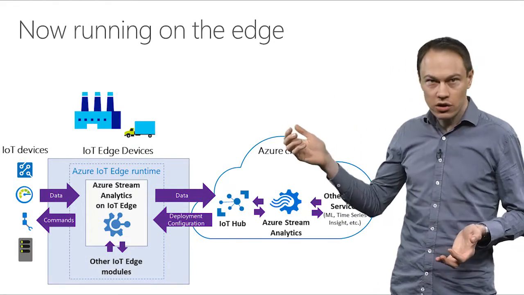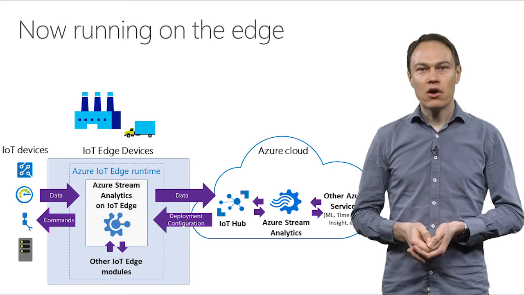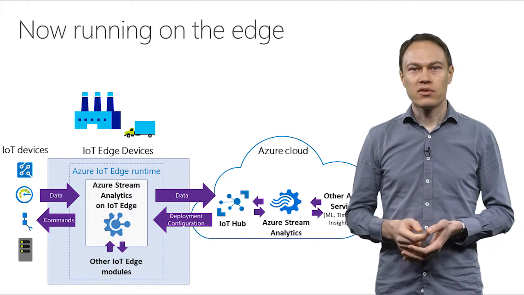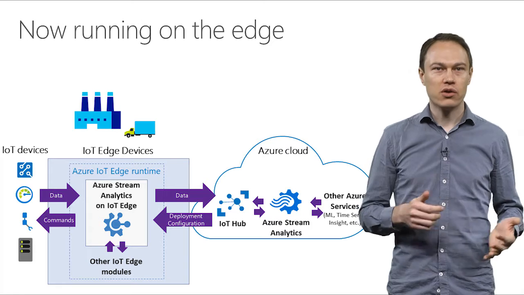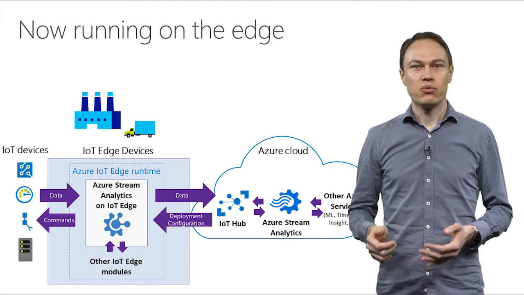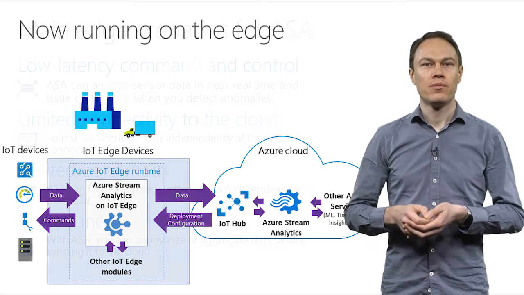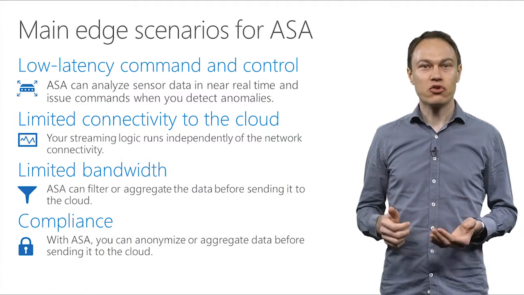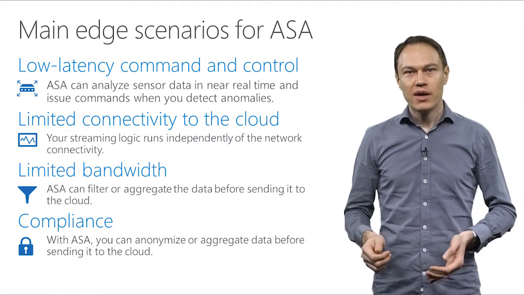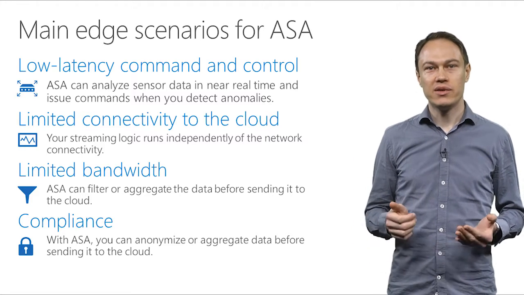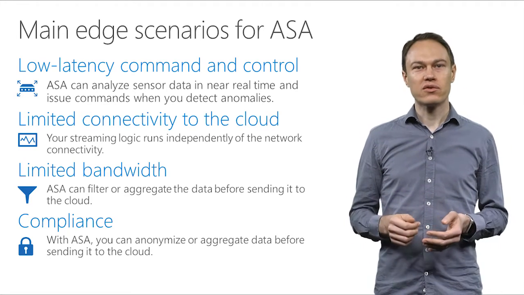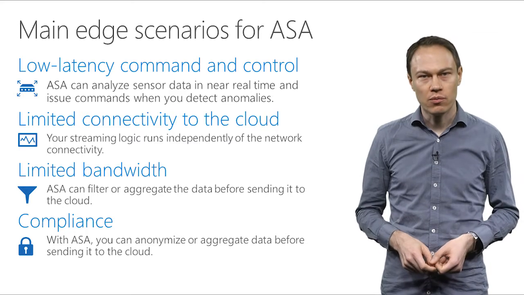And in addition to the cloud, Azure Stream Analytics can now run on the edge. For example, it can run in a connected car or in a factory. It runs within the IoT Edge runtime and can be managed from the cloud. So while the cloud is still the go-to destination for big data, here are a few scenarios where ASA and IoT Edge complement the cloud. First, low latency command and control scenarios.